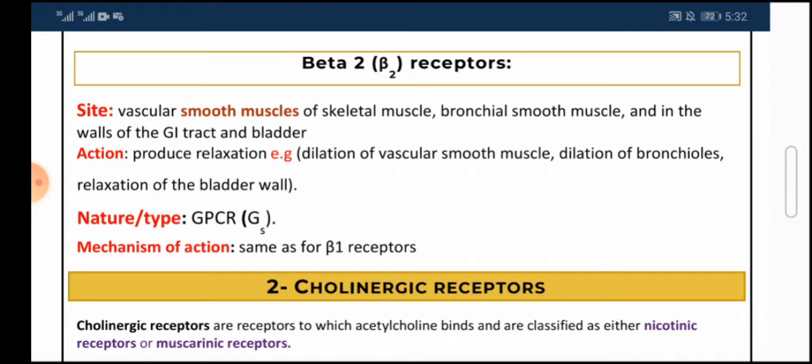Beta 2 receptors are found in the vascular smooth muscles of skeletal muscle, bronchial smooth muscle, and walls of the GIT and bladder. They have an inhibitory effect, so relaxation is produced.